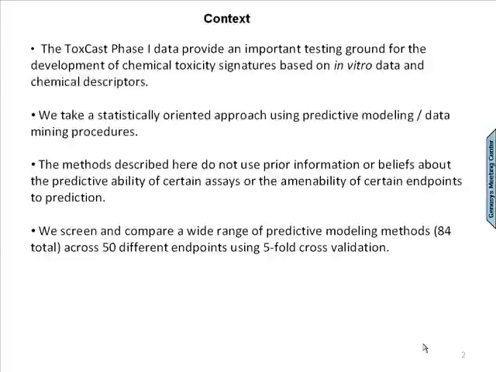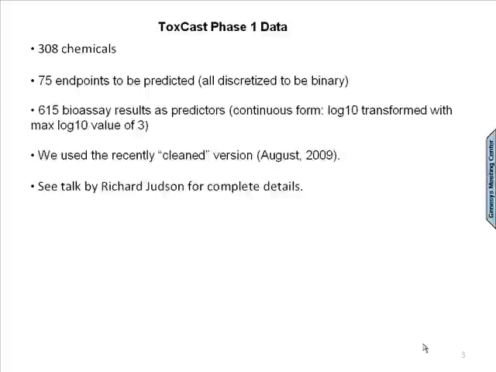So we're going to try and predict those with an approach called cross-validation, and I'll go into that in a moment, which I think is critical for this kind of data. Here's the specs on the ToxCast data in case you didn't pick those up from Richard's talk. We've got 308 different chemicals. There were some duplicates running there, so we reduced it down to 308. And 75 different things we want to predict, 75 endpoints.